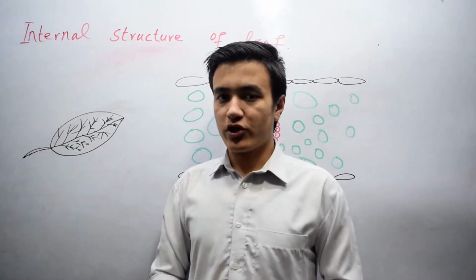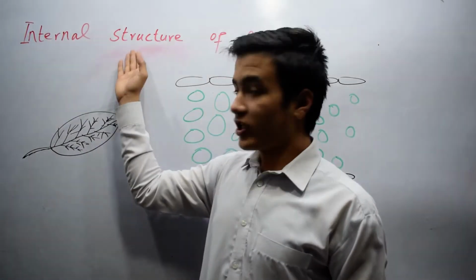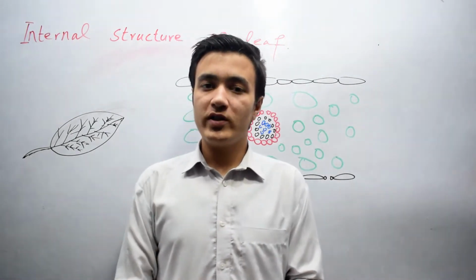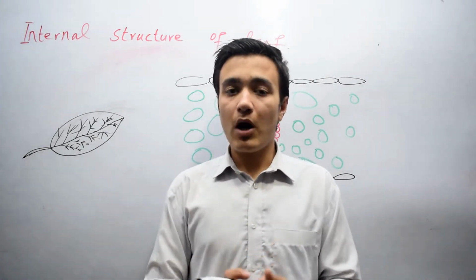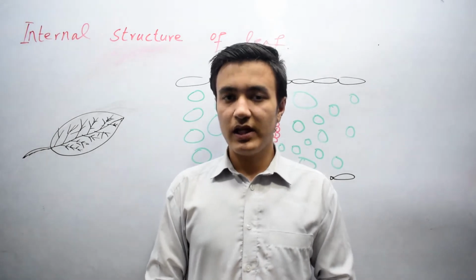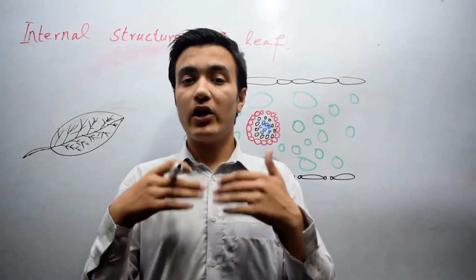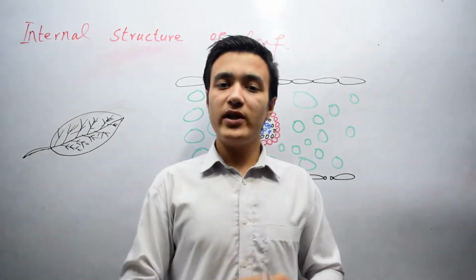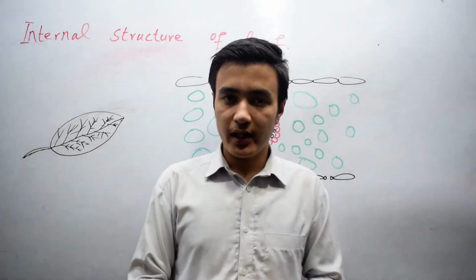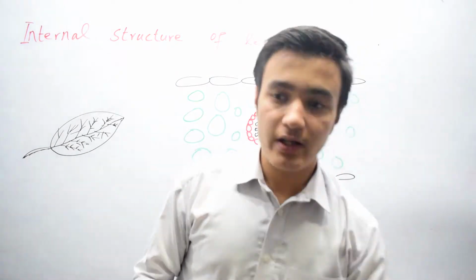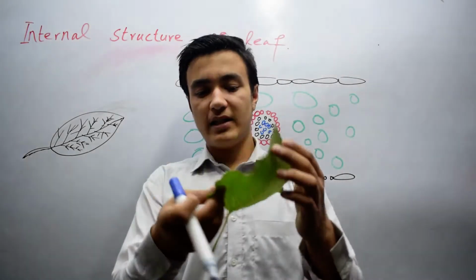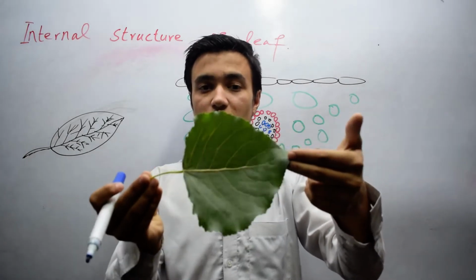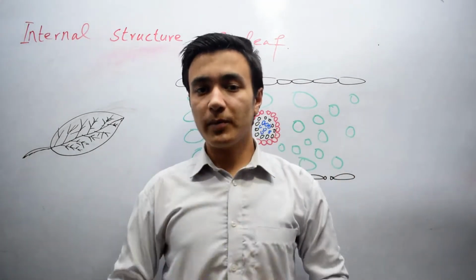Let's talk about the internal structure of a leaf. Before going to the structure, let's know about the leaf. A leaf is the external part of the plant. Most leaves are green in color. You can see here, this is the leaf. It is green in color and it is also the outermost part of the plant.